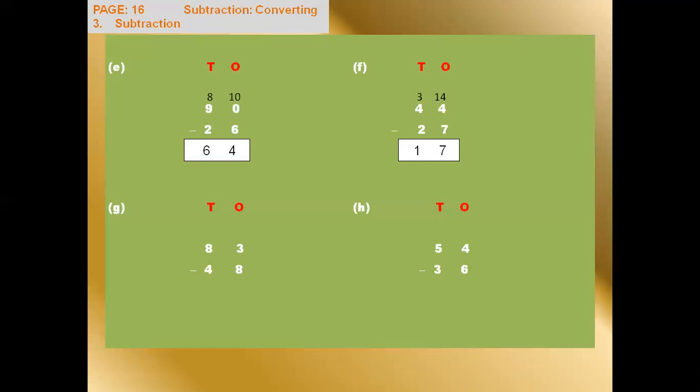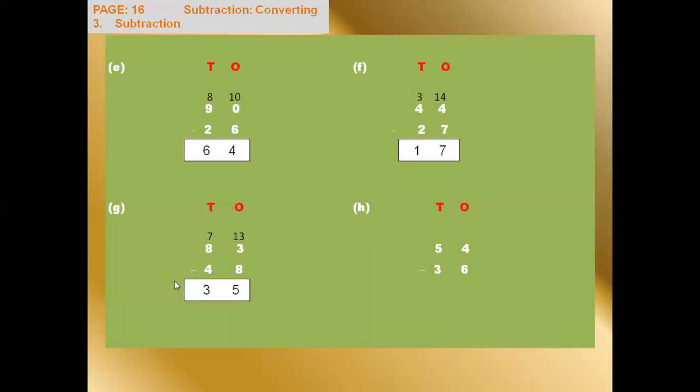Next, G part: 83 minus 48. Again, in this question the first number under the ones is smaller than the second one. So 3 minus 8 is not possible. We will borrow 1 from this 8, and it becomes 13, and the 8 will reduce and become 7. Then 13 minus 8, 7 minus 4.